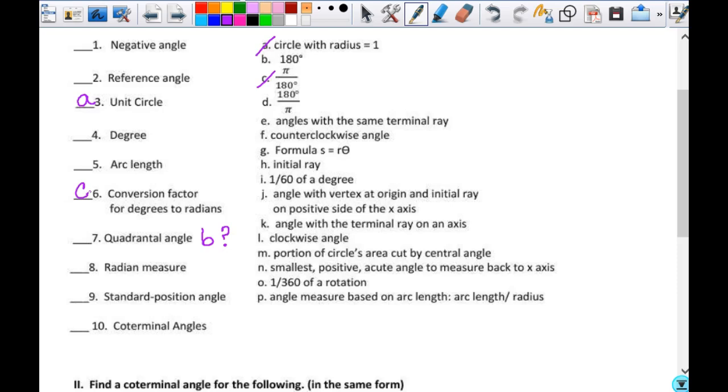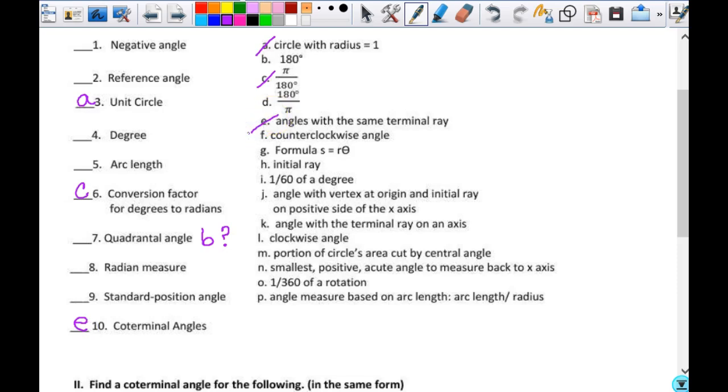All right, angles with the same terminal ray. All right, so you can rotate multiple times, counterclockwise or clockwise, and you can end up in the same spot. And when that happens, they are coterminal, right? So same terminal side, or same terminal ray side, whatever. This is E.